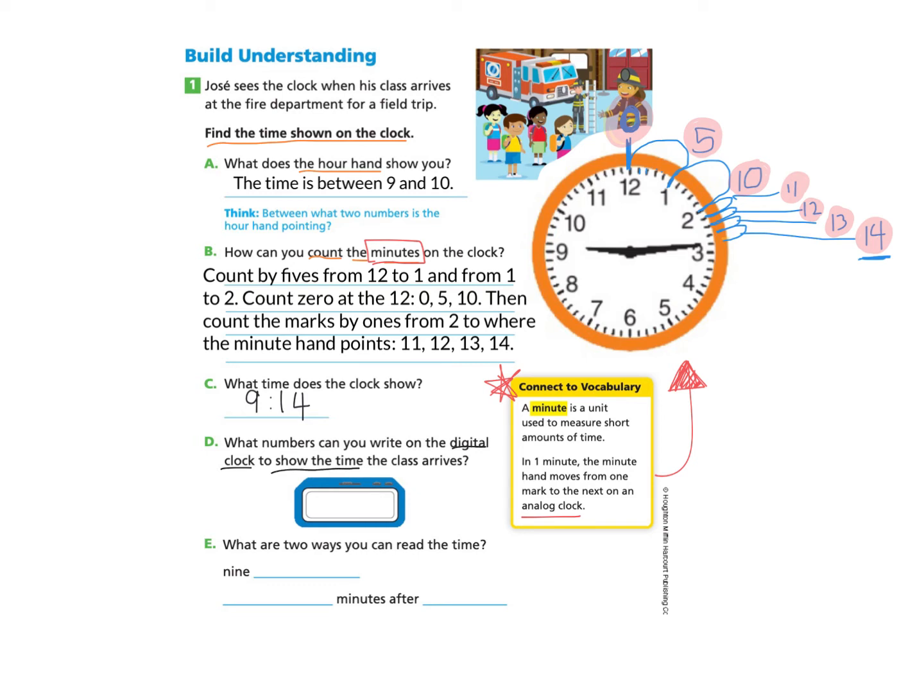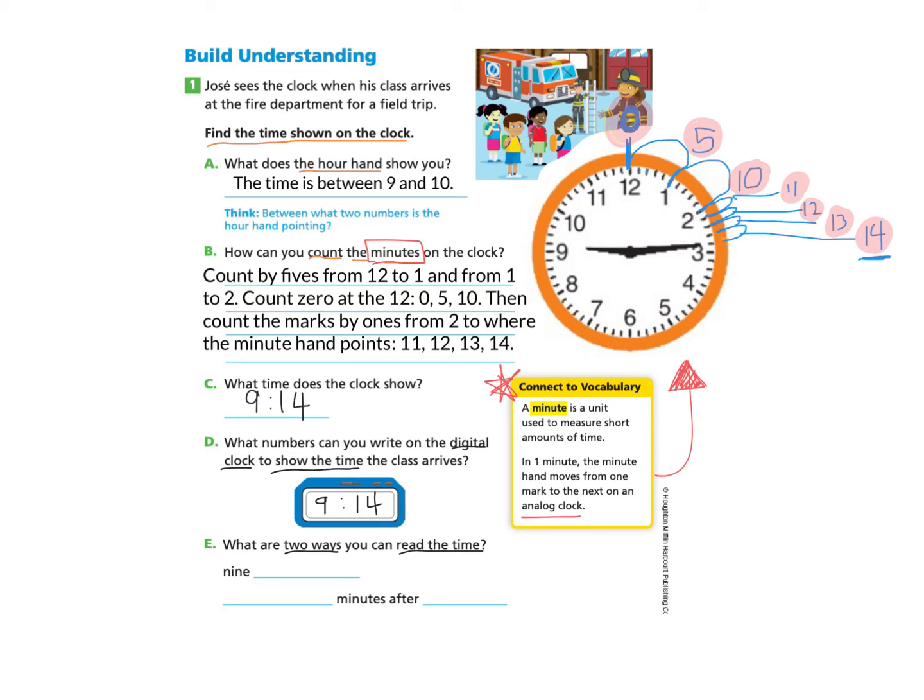Part D asks, what numbers can you write on the digital clock to show the time the class arrives? So if you want to pause and complete that, you can. And when you come back, you will have 9 for the hour and 14 as the minute on the digital clock.